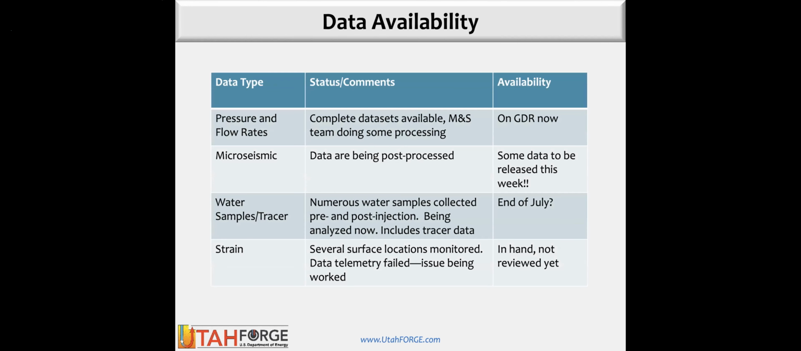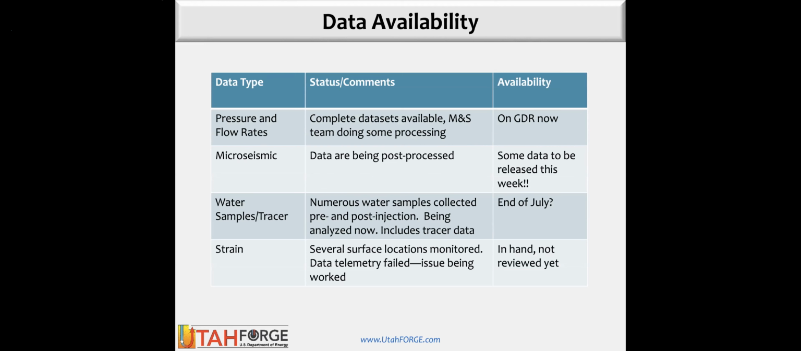So, availability of the data. The pressure and flow rates: I think I mentioned this last time, the complete data sets are available. The modeling team has done some other processing to clean it up a bit to make it easier to put in the models. What we've done internally hasn't been released on GDR, but the raw data sets are on GDR now. I don't have the number here in the table. I probably should get that on there, but it is available.